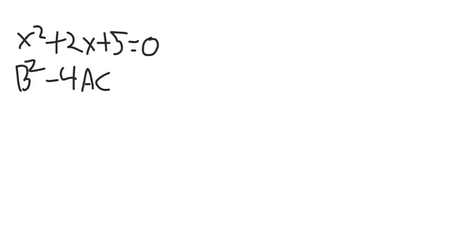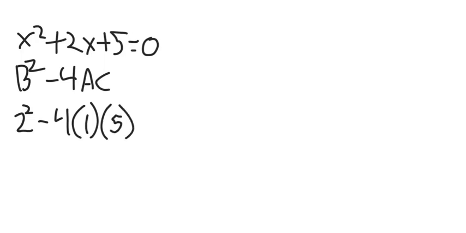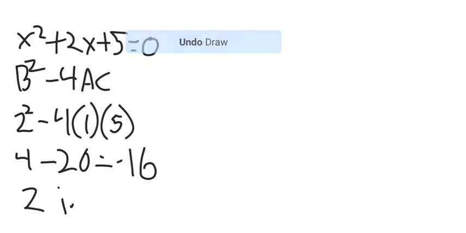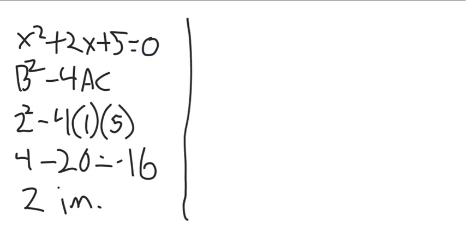So we have 2 squared minus 4 times 1 times c, which is 5. So we get 4 minus 20, which is negative 16. Since that's negative, we know with a negative discriminant, we have 2 imaginary solutions. Why that is, we can figure out by doing the full quadratic formula.